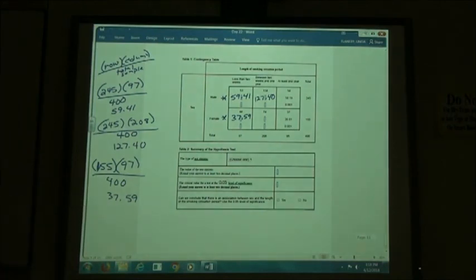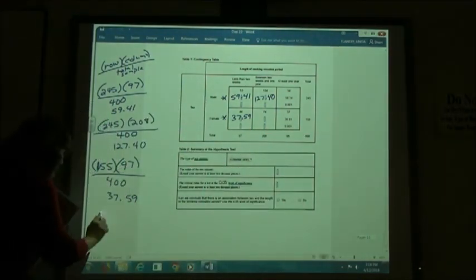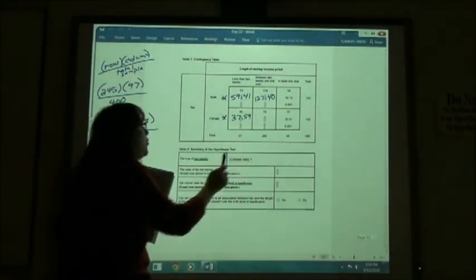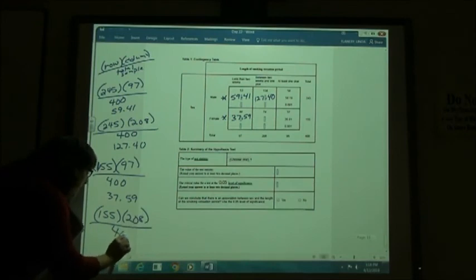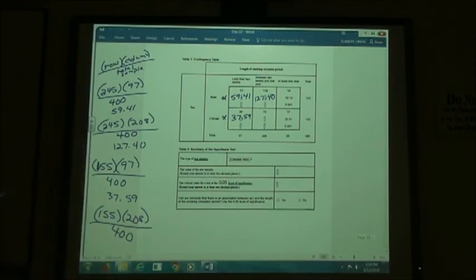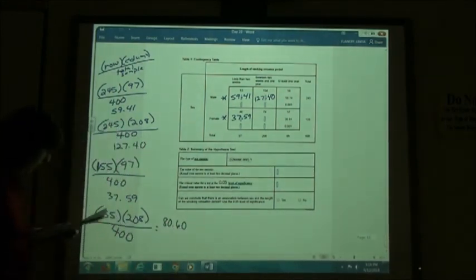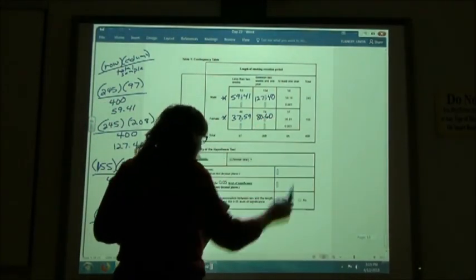And then the next one, my row total is 155. My column total is 208. And I'm going to divide that by my 400. And I should come up with 80.60. 80.60 goes there.